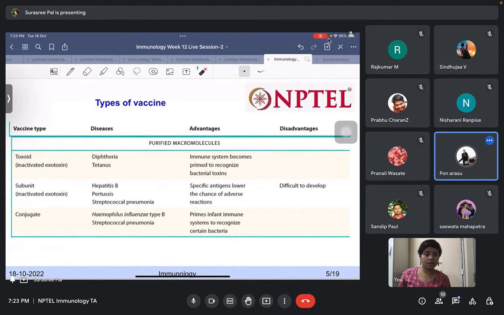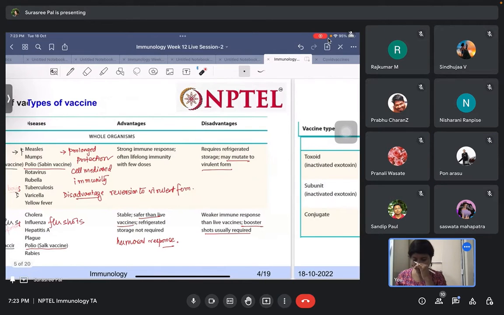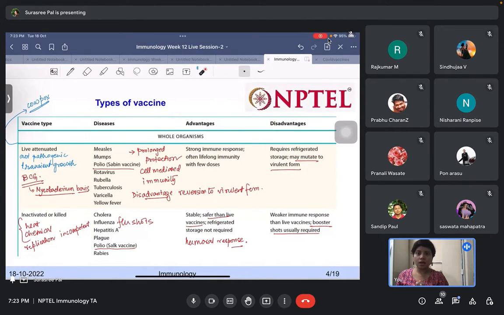Ma'am, what is meant by the Sabin vaccine and the Salk vaccine? What is the difference between both? The difference is that in the Sabin vaccine, the poliovirus strains were attenuated. They were grown under abnormal culture conditions so that they could not grow in the natural host anymore. But in the case of the Salk vaccine, they were inactivated by the application of formaldehyde. The formaldehyde killed the poliovirus and then they were used as vaccines.